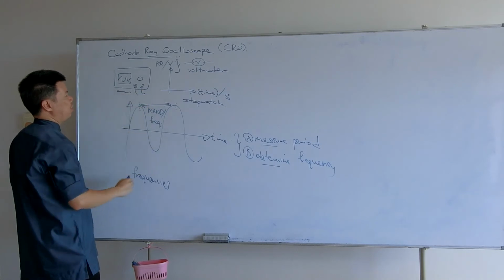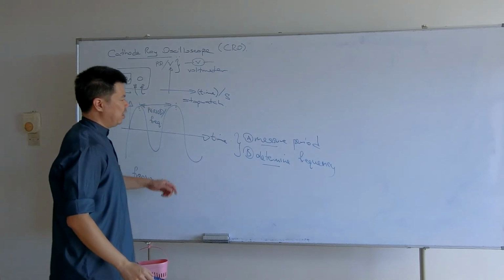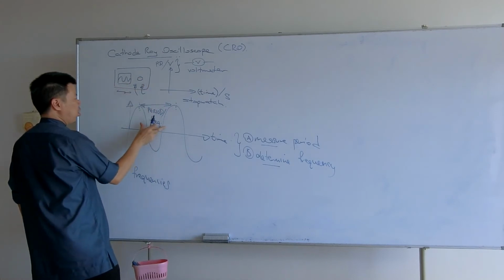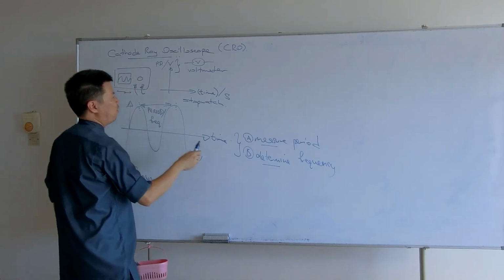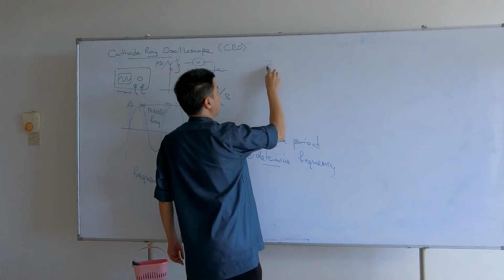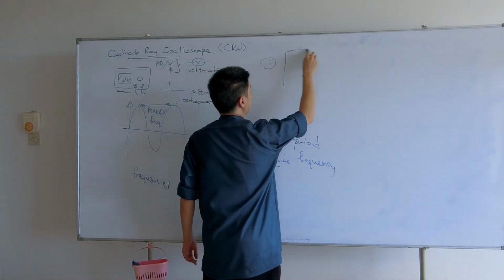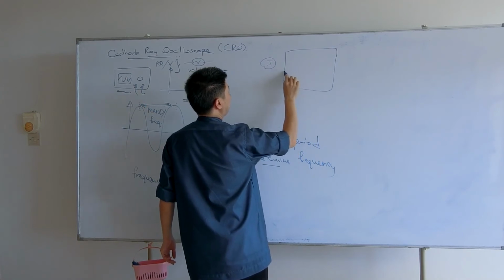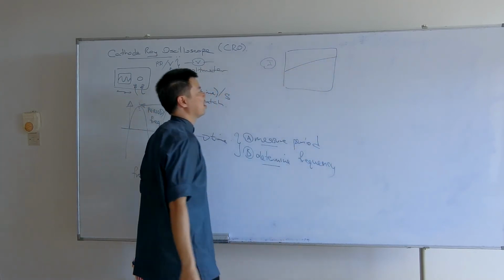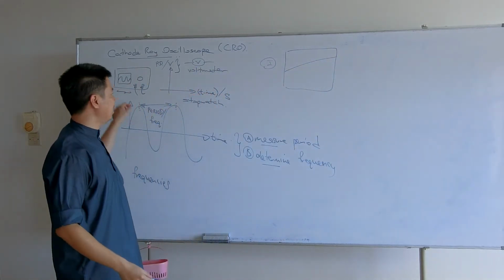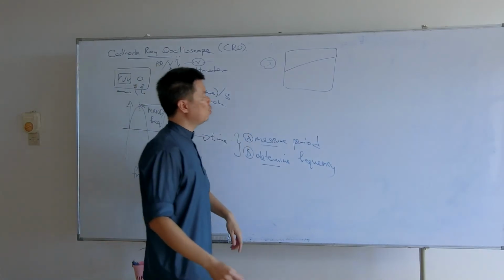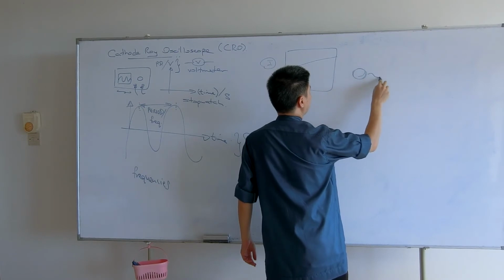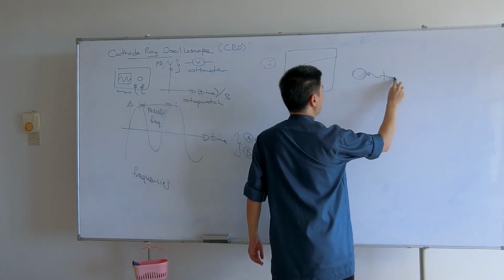Another thing you need to know is the dials here. Say this is the screen component, and if it looks something like this, you can't really see the waves. So there's a knob next to the screen where you can adjust something called the time-base setting.